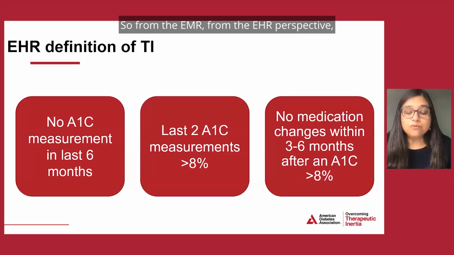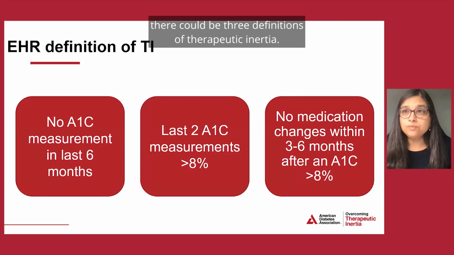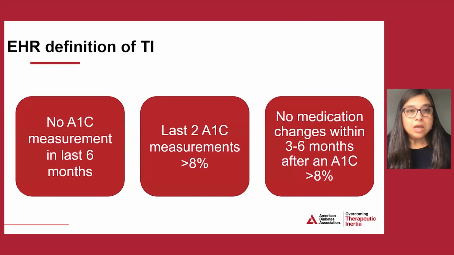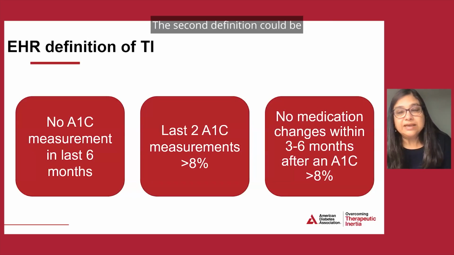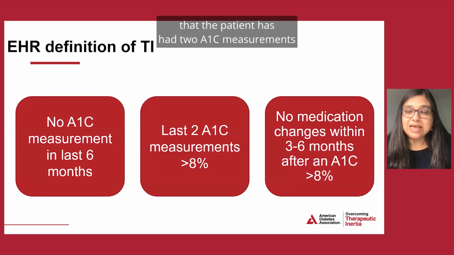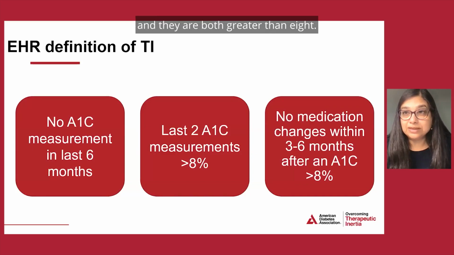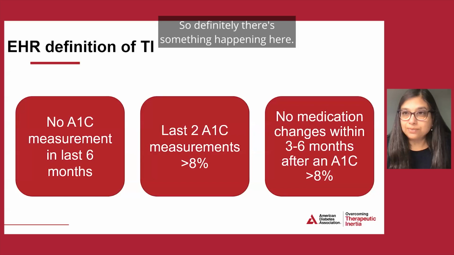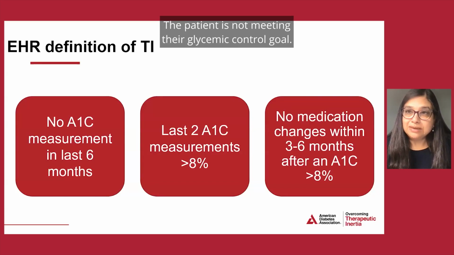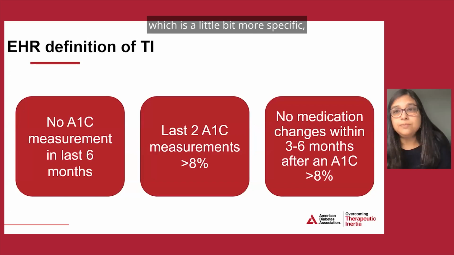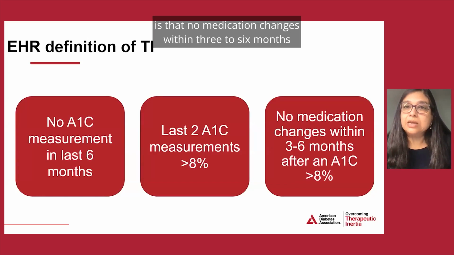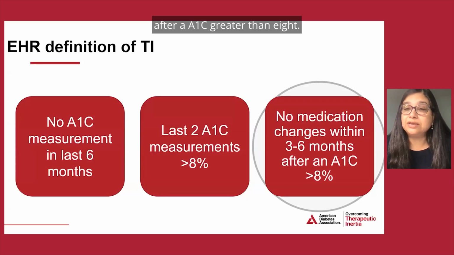From the EHR perspective, there could be three definitions of therapeutic inertia. The first one is pretty simple: a patient has had no A1C measurement in the last 6 months. The second definition could be that the patient has had 2 A1C measurements and they are both greater than 8. So definitely there's something happening here. The patient is not meeting their glycemic control goal. And the third definition, which is a little bit more specific, is no medication changes within 3 to 6 months after an A1C greater than 8.